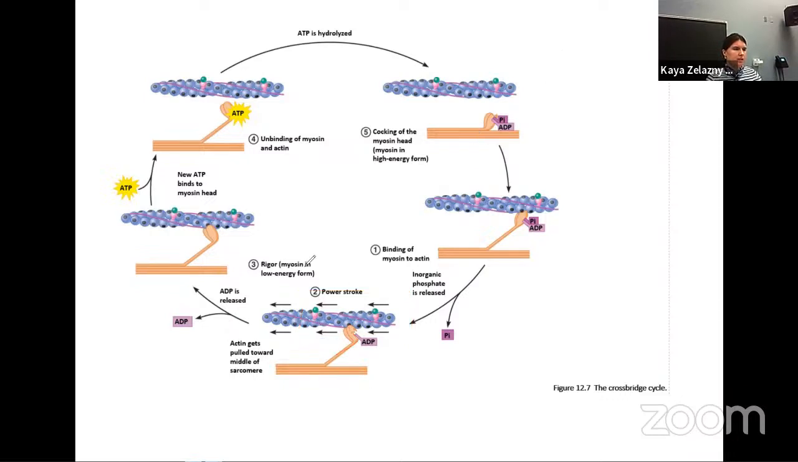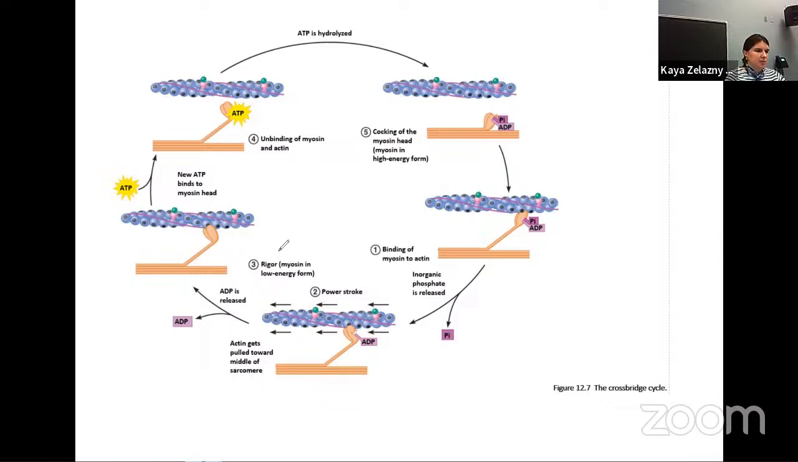Now we're going to be stuck for a little. So to do this, we release this phosphate ion. We're now in a low energy form as we also release our adenosine diphosphate, ADP. So we're going to have a step called rigor. Okay. So rigor as we release this ADP. So we don't have any energy. We can't do this again until we get more energy. So that's rigor. We already used up all our energy doing this power stroke.